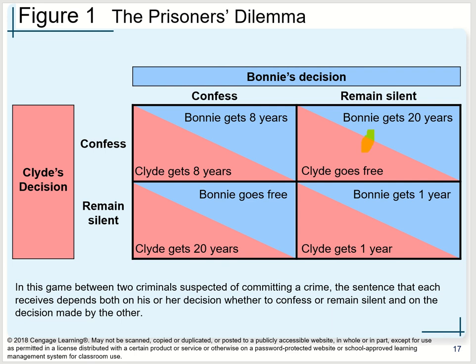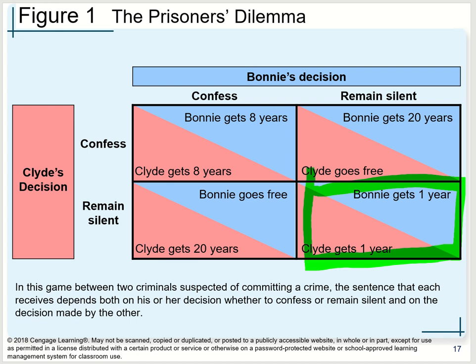If one person decides to remain silent and the other decides to confess: if Bonnie remains silent and Clyde confesses, Clyde will get off easy, so he'll go free, but Bonnie will spend 20 years in jail. And vice versa, if Bonnie confesses and Clyde remains silent, then Bonnie will go free, and Clyde will get 20 years in jail. Based on this picture, it looks like our best outcome is this one over here, where everybody chooses to remain silent and we each get 1 year.